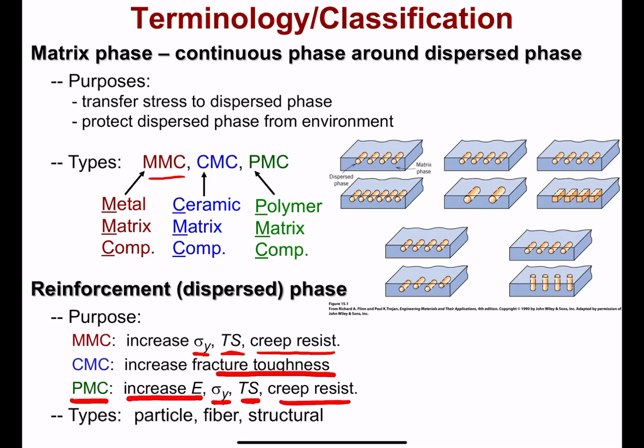So what types of reinforcements are known? Well, we mentioned particles earlier, fibers, and even structural approaches where laminates or sandwich-type structures are constructed.